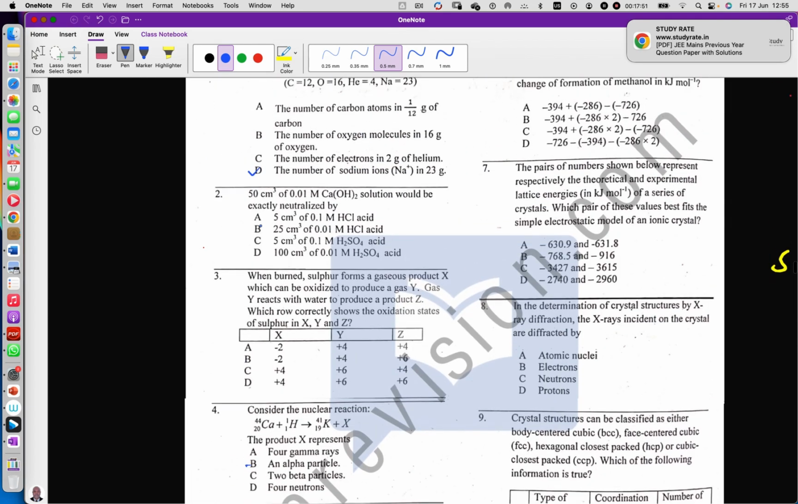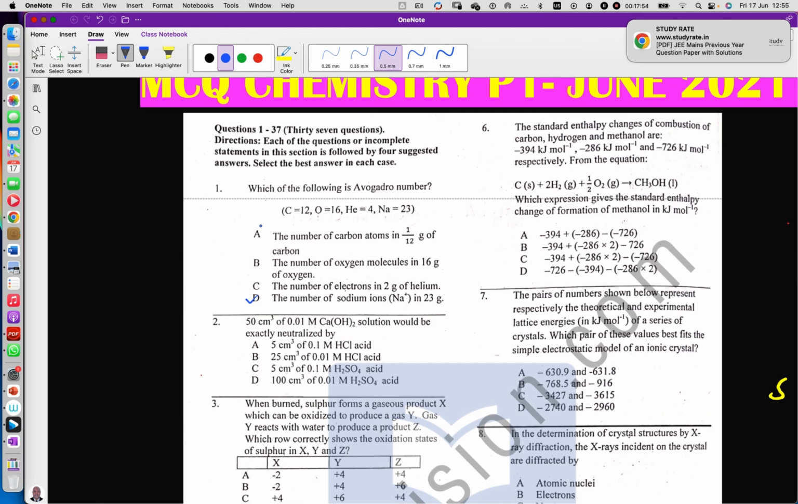Question number 6. The standard enthalpy changes of combustion of carbon, hydrogen, and methanol are minus 394, minus 286, and minus 726 kilojoules respectively. From the equation, carbon plus hydrogen plus oxygen to give methanol, which expression gives the standard enthalpy change of formation of methanol in kilojoules per mole?